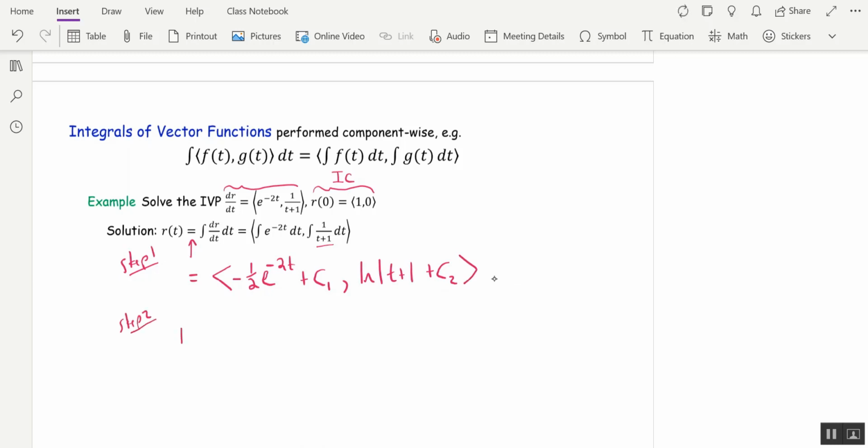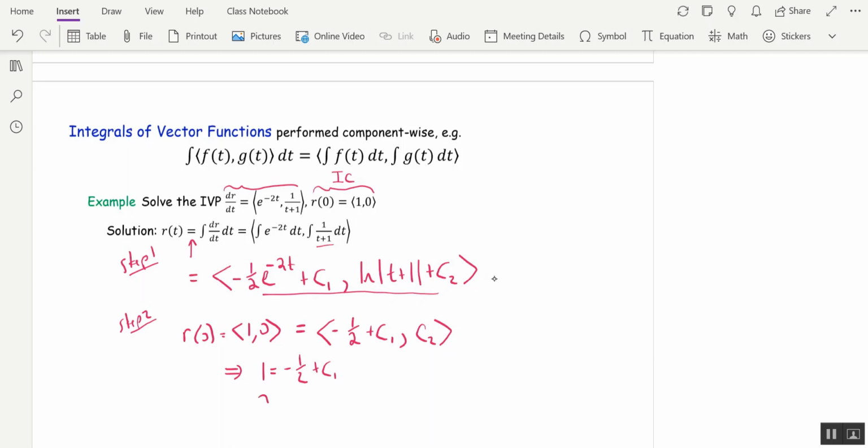So I'm going to use the initial condition. r of 0 is 1, 0. But it's also, if I take this vector here and put 0 in for t, I get -1/2 plus C1, comma, ln of 1 plus C2. But ln of 1 is 0, so just C2. All right, so that tells me there are two equations. 1 is -1/2 plus C1, and 0 is C2. So 0 is C2, and then C1 is 3/2.